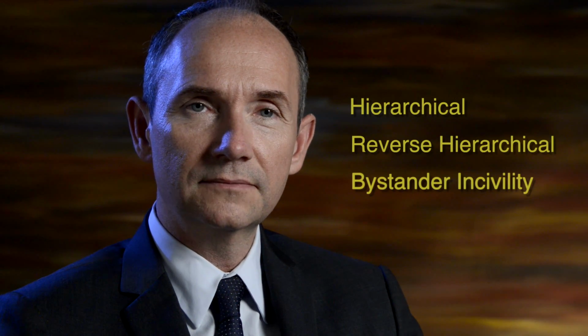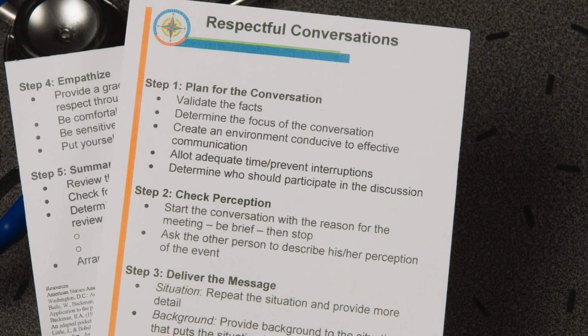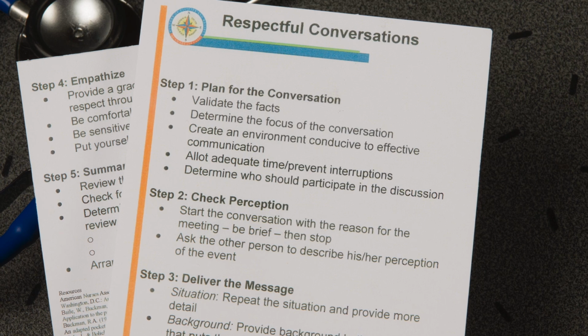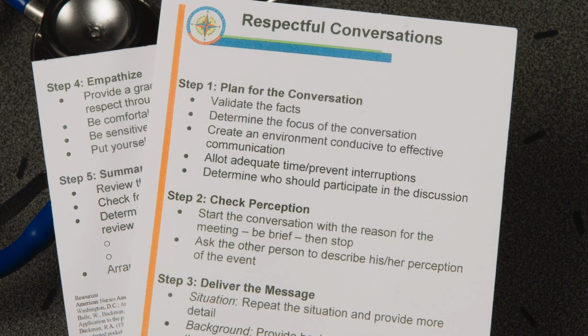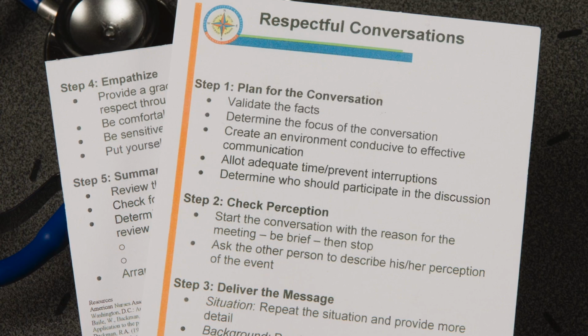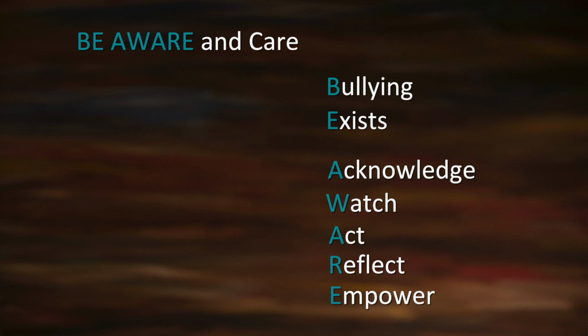In this third video, we modeled the 5-step approach to respectful conversation for difficult situations for hierarchical, reverse hierarchical, and bystander incivility. The steps that we used were to plan for the conversation, check perception, deliver the message, empathize, summarize, and follow up. At the end of each vignette, we followed the be aware and care mnemonic and reflected on our actions. Now it is time to practice your own respectful conversations.